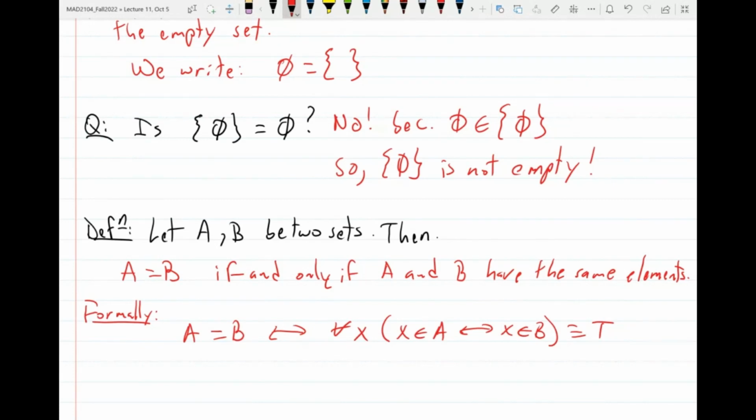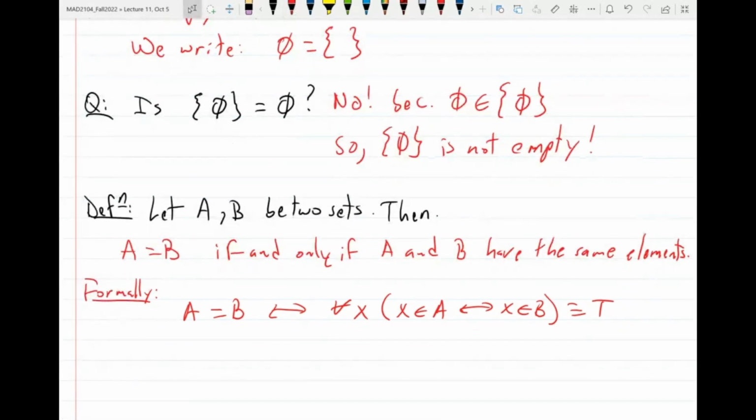Any questions? So notice that this is also equivalent to saying that if x is not in A, then x cannot be in B, and the other way around. If x is not in B, then it cannot be in A. Okay? Because remember, false biconditional false is also true. So when you have false biconditional false, that's also true.